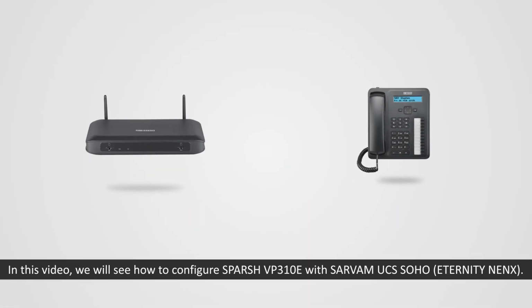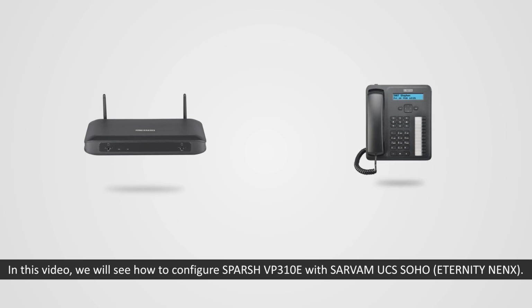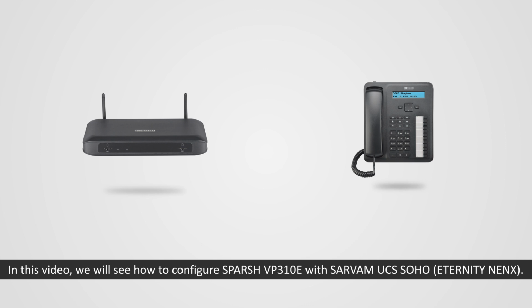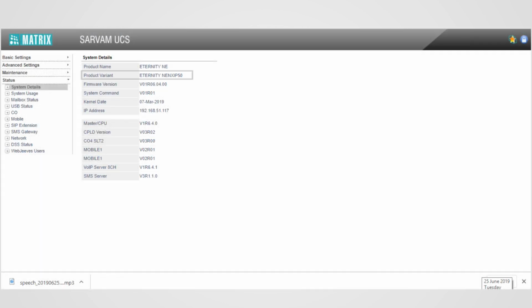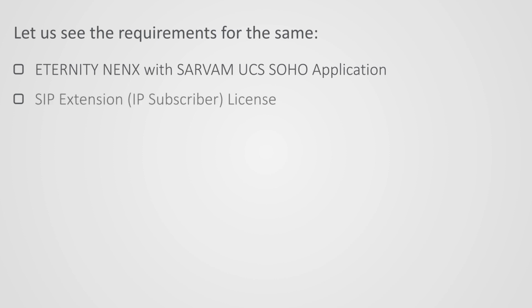Hi friends, in this video, we will see how to configure SPARSH VP310E with SARVAM UCS SOHO, that is Eternity NENX. Let us see the requirements for the same. Eternity NENX, with SARVAM UCS SOHO application. SIP extension, that is IP subscriber license.